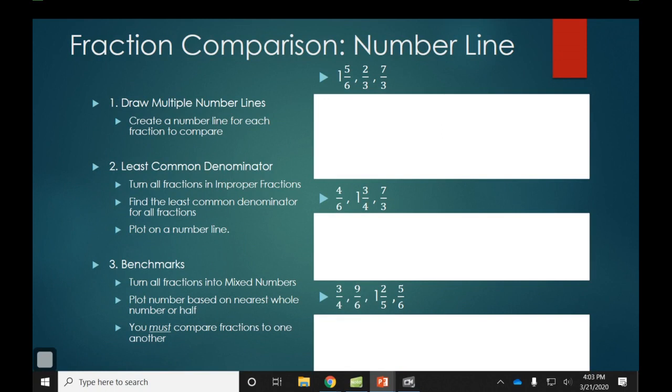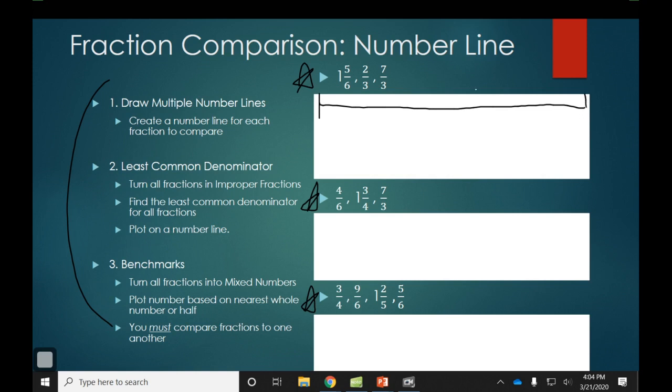All right, so next, what we learned throughout this course is fraction comparison using number lines. These are the 3 different methods that we've talked about that you can do. We're just going to go through this quickly. There are more examples on the next slide, and that's when we'll go into a little more detail. It'd be excellent if you worked on these yourselves using these numbers. Grab a piece of paper, work through them. Drawing multiple number lines, you're going to create a number line for each fraction to compare, so you're going to draw 3 separate number lines.